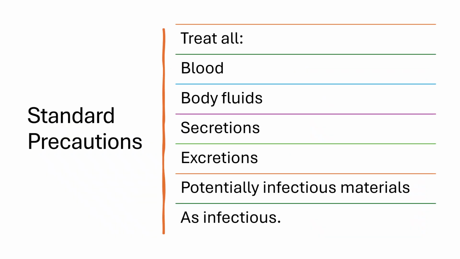Standard precautions form the foundation of infection prevention practices. Healthcare workers must assume that all blood, body fluids, secretions, excretions, and potentially infectious materials are contaminated. This approach helps reduce occupational exposure and prevents disease transmission.